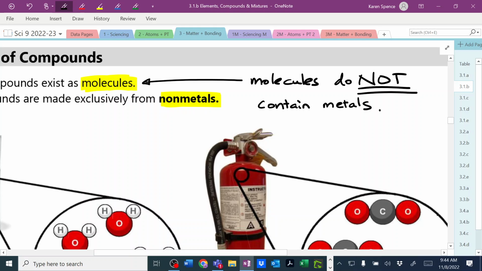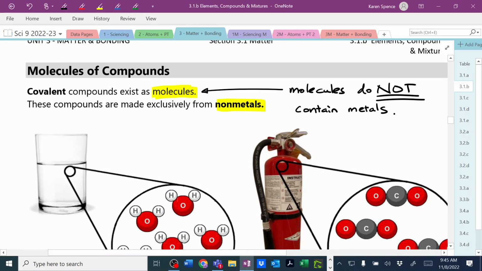What's that? Sorry? We would not have a molecule anymore. We would have an ionic crystal lattice, which we'll get to shortly. Okay? Yeah. But they do form compounds, but they form a different type of compound. Okay?